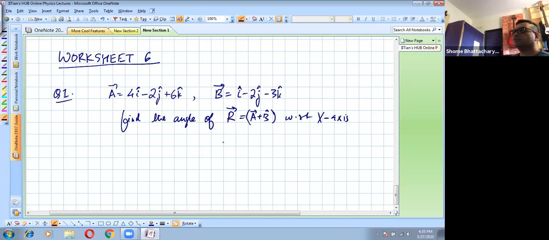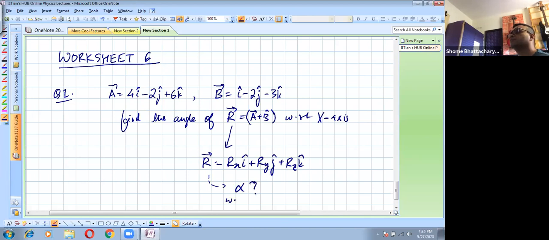It's just the concept of direction cosine. If the resultant has the three components Rx, Ry, and Rz, then the angle alpha with the x-axis is such that cos alpha is equal to Rx upon the magnitude. So let's work that out.